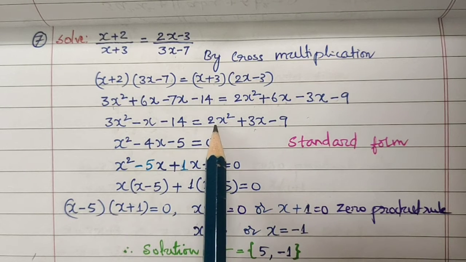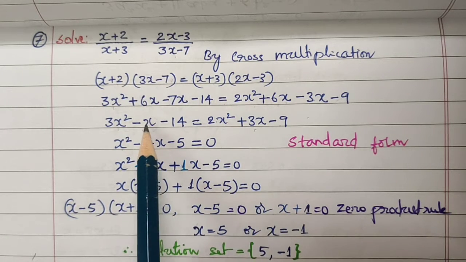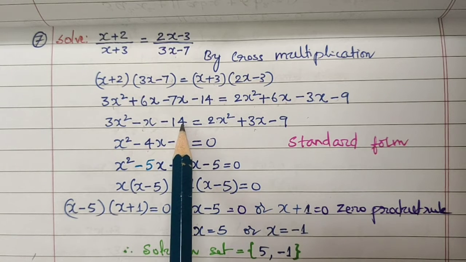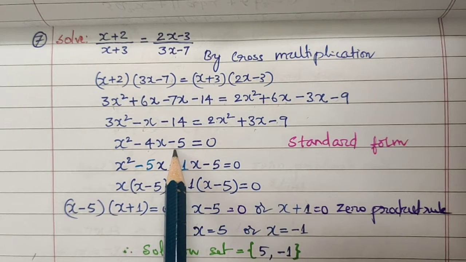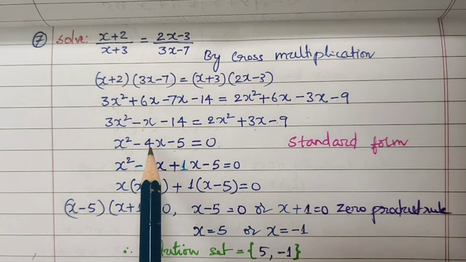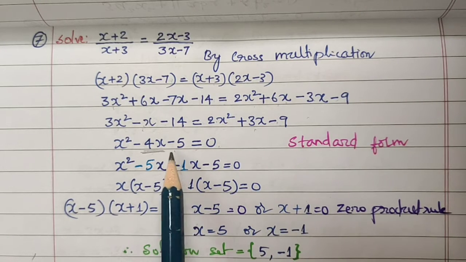Bring this side. When you bring this side, 3x square minus 2x square is x square. When this comes this side, minus x minus 3x is minus 4x. When this comes this side, plus 9 minus 14 is minus 5, that is equal to 0. x square minus 4x minus 5 equals 0 is in standard form, then factorize this.